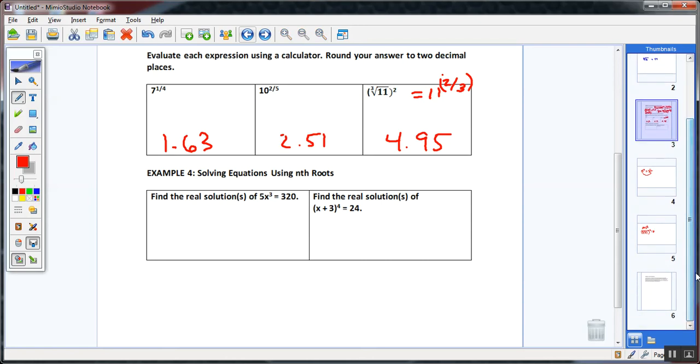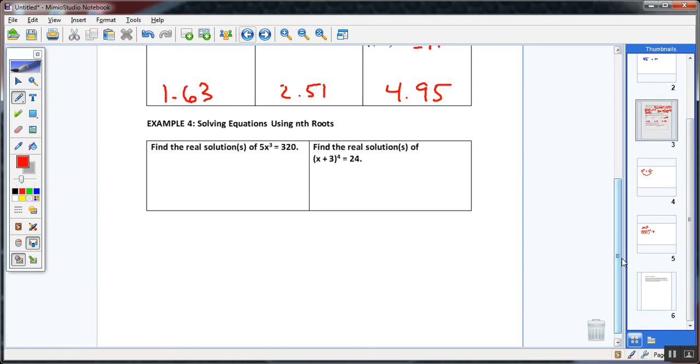Well, let's run into example 4. We're almost done here, kids. Run through example 4 quickly. Guys, solving equations using what? Okay, it says find the real solutions of what, kids? 5x to the third equals what? Okay, here we go.